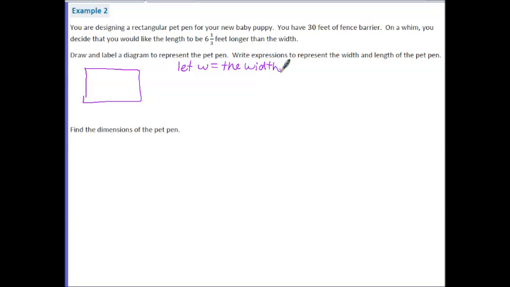A let statement is very important. If they do not give a variable for you, you need to define one. So that tells us that our width here and here are W. So we had said on a whim, we would like the length to be 6 1/3 feet longer than the width. So we need to add on 6 1/3 foot to the width. So this would be W plus 6 1/3 for our lengths. So over here, we'll just define that. W plus 6 1/3 equals the length.